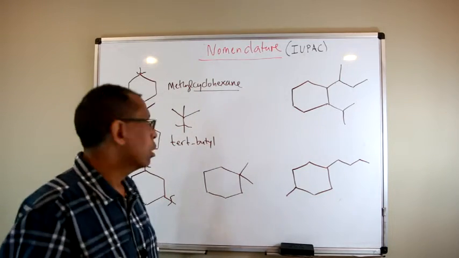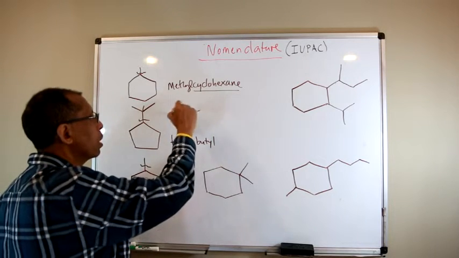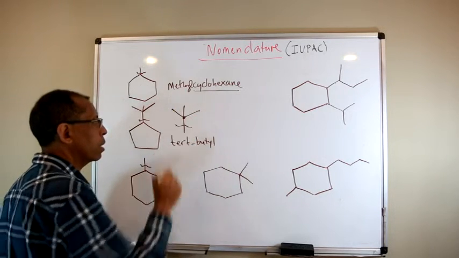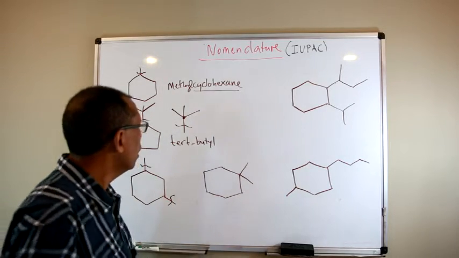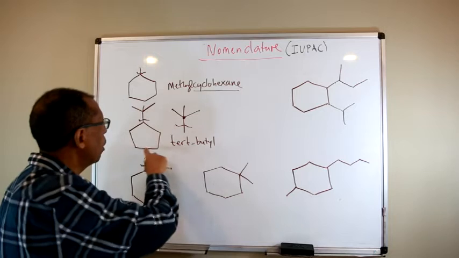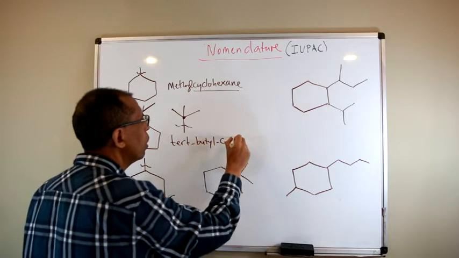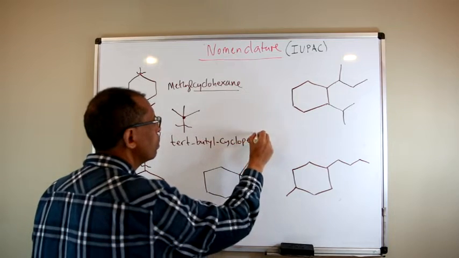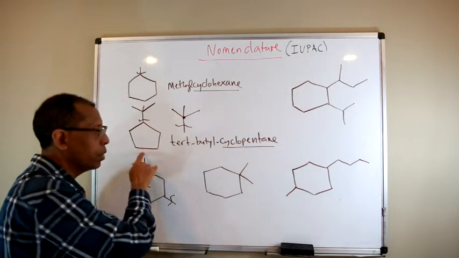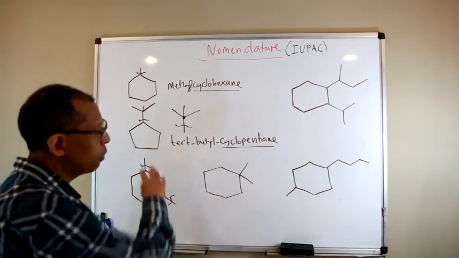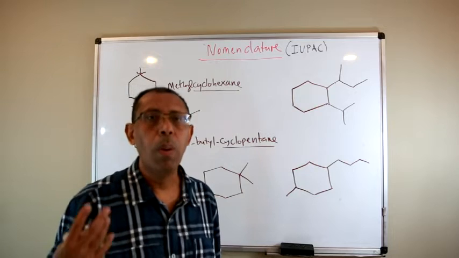It means tertiary butyl, because if you just look here, there are 3 carbons around that carbon through which the bonding happens. So the name for this compound would be tert-butyl cyclopentane. Cyclopentane because it is a 5-membered ring. So if it was a 4-membered ring, you would say tert-butyl cyclobutane.